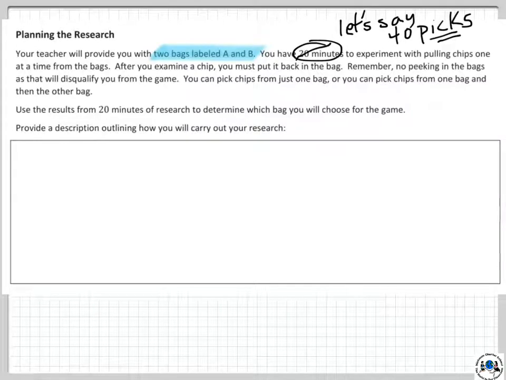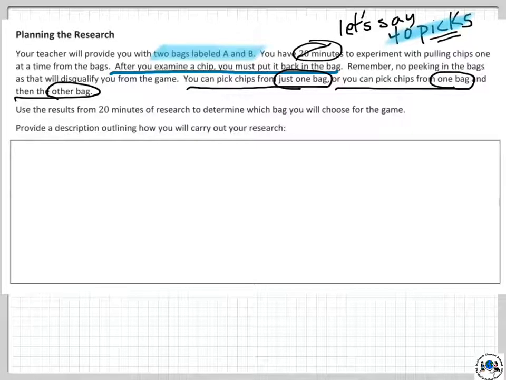We can go back and forth, and again, I think the biggest point here is to record your results. After you examine the chip, you have to put it back, and that's with replacement. Remember, no peeking in the bags. Of course, you don't have any bags, so you can't peek.